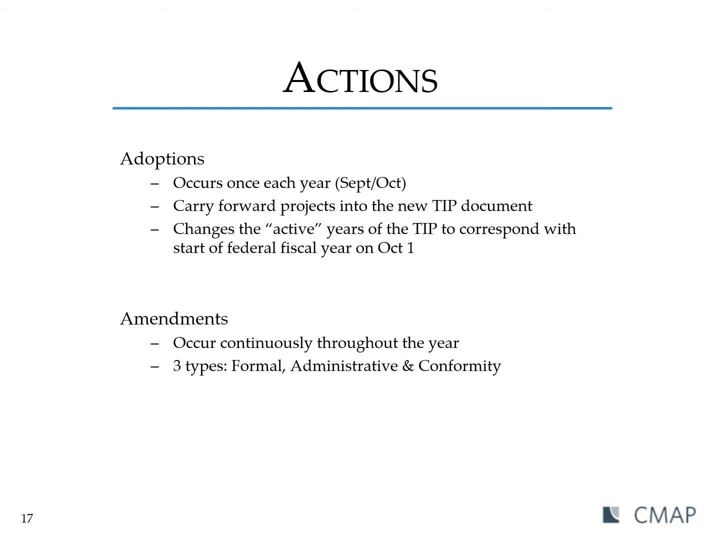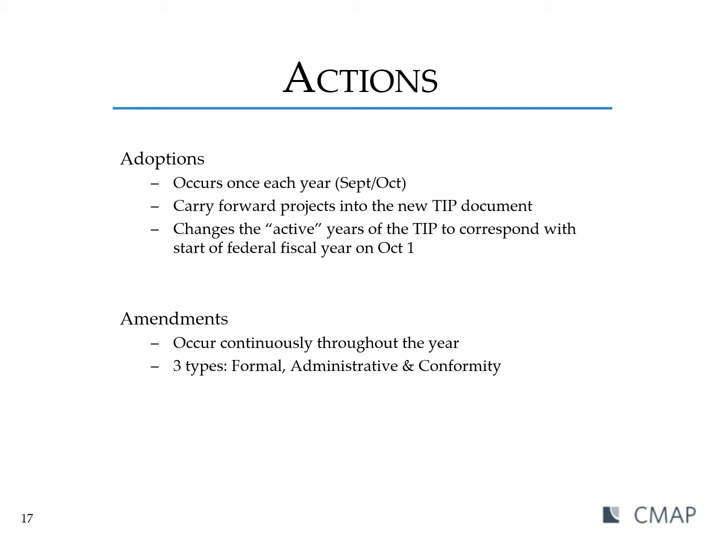So there are 2 types of TIP actions. We have adoptions and amendments. Adoptions, those occur once each year. It's the process by which we carry forward projects into the new TIP document. And during this time, we also change the active years of the TIP to correspond with the start of the new federal fiscal year on October 1st. And then we also have amendments. Those occur continuously throughout the year, and they fall into 3 different categories: formal, administrative, and conformity. Again, anytime a new project is added or existing projects are changed, it's considered an amendment.